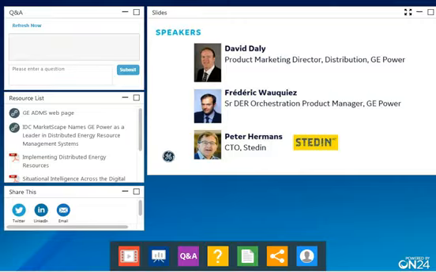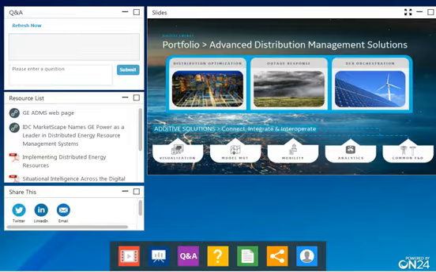So for today's session, the key theme is end-to-end DER orchestration. This follows on from our previous webinar, where we talked about the three pillars of a modern advanced distribution management solution. Starting off with distribution optimization, we're building on the traditional SCADA and DMS functions with more advanced applications that are both adaptive and optimized on their objective functions.